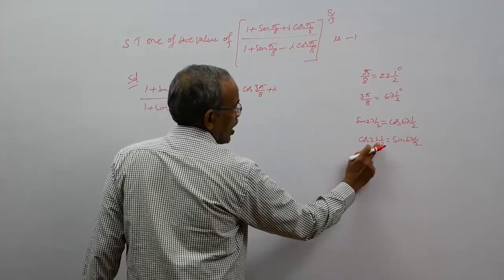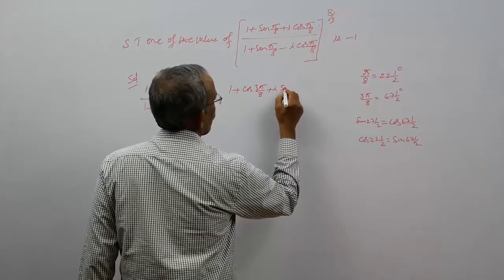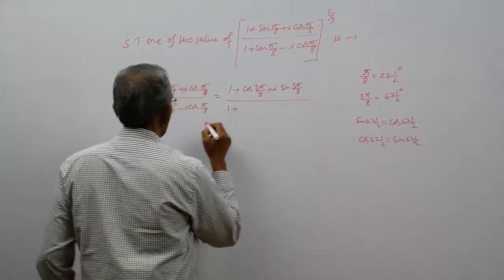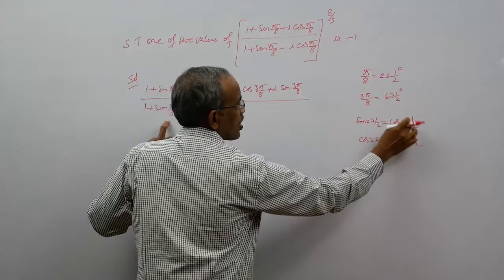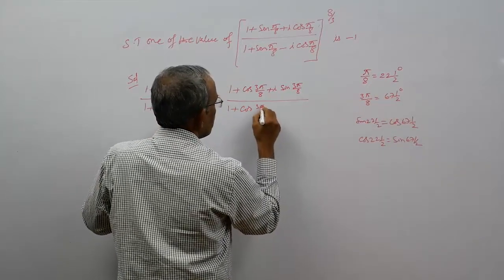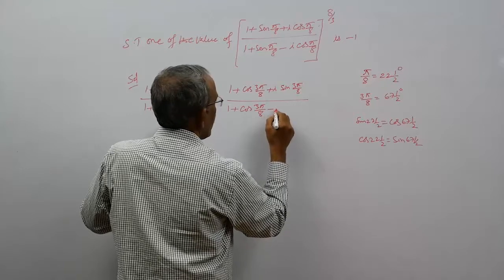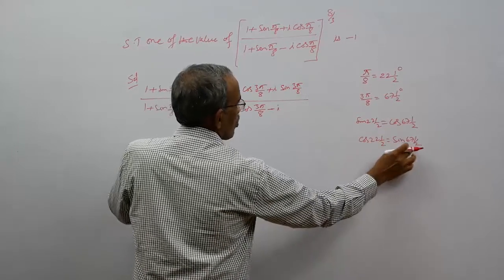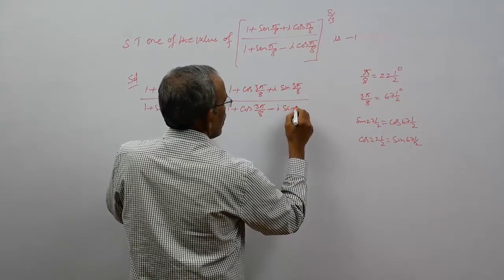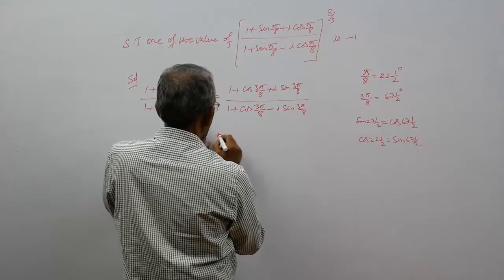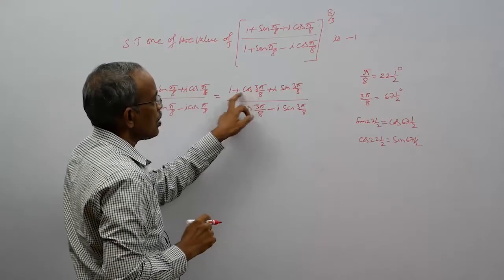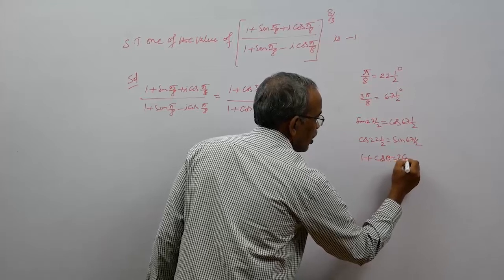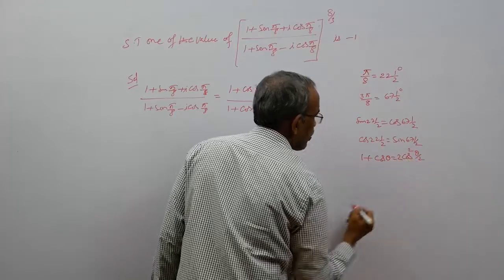Cos pi by 8, that is cos 22.5, is equal to sin 3 pi by 8. So the denominator is 1 plus sin pi by 8, and sin 22.5 is cos 67.5, which is cos 3 pi by 8, minus I into cos pi by 8. Cos 22.5 is equal to sin 67.5, that is sin 3 pi by 8. We know that 1 plus cos theta is 2 cos square theta by 2.